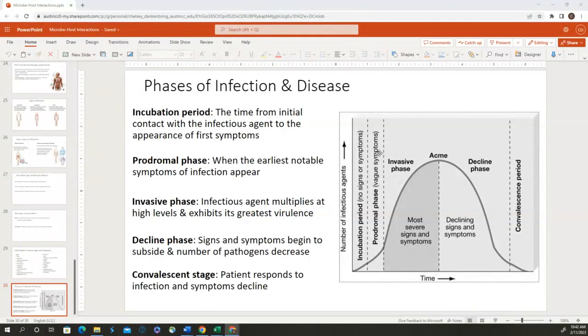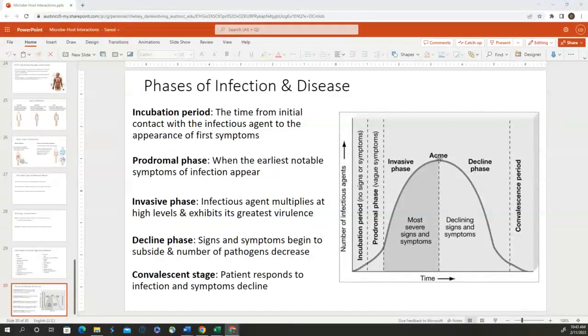Is it strep? Like, I don't know. You're kind of tired. You don't feel good. You feel off is how we normally describe it. That's prodromal. By the time you get to invasive, notice the number of pathogens is really high. Okay, so here you are full-blown sick. It hurts to swallow. Your throat is red. You've got those pus pockets. Okay, you're not going anywhere because you're miserable. Okay, that's the invasive phase.